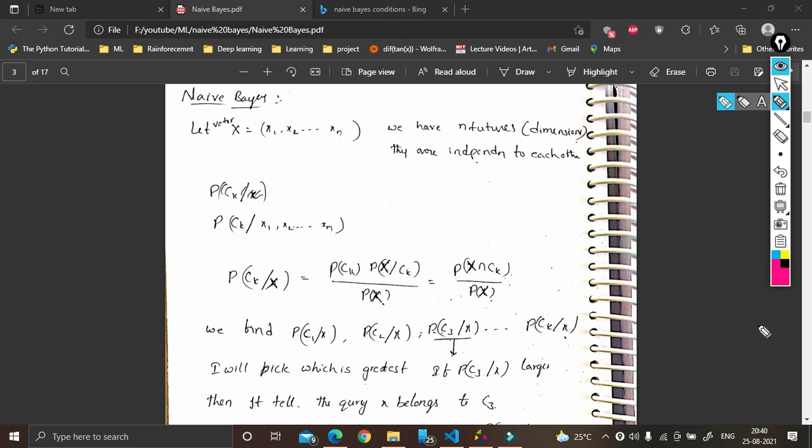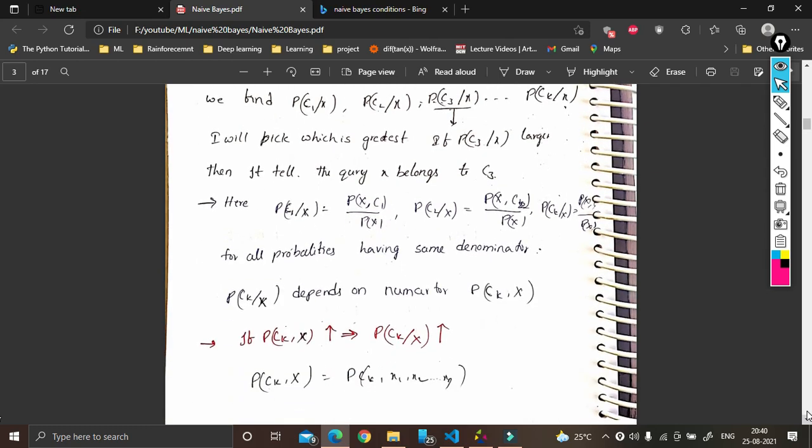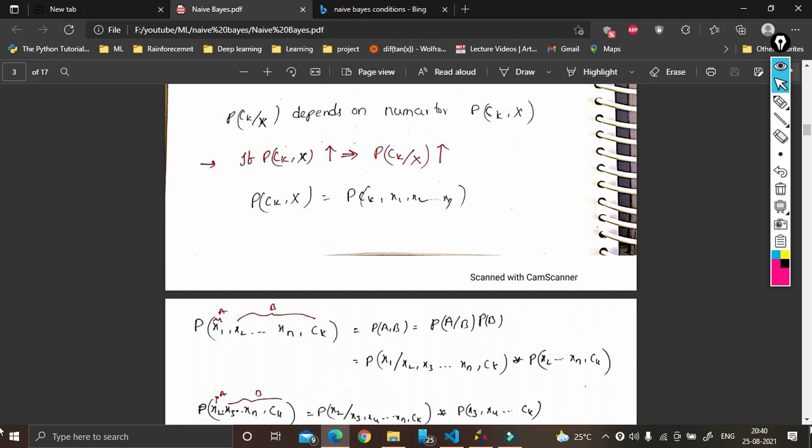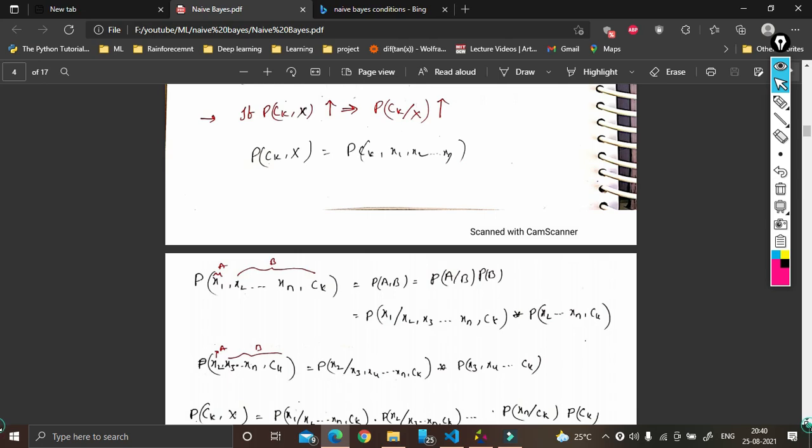Going to this one, the same thing is represented here. Now go down. It is written the same: as the probability increases, that increases. Now we'll derive the equation.